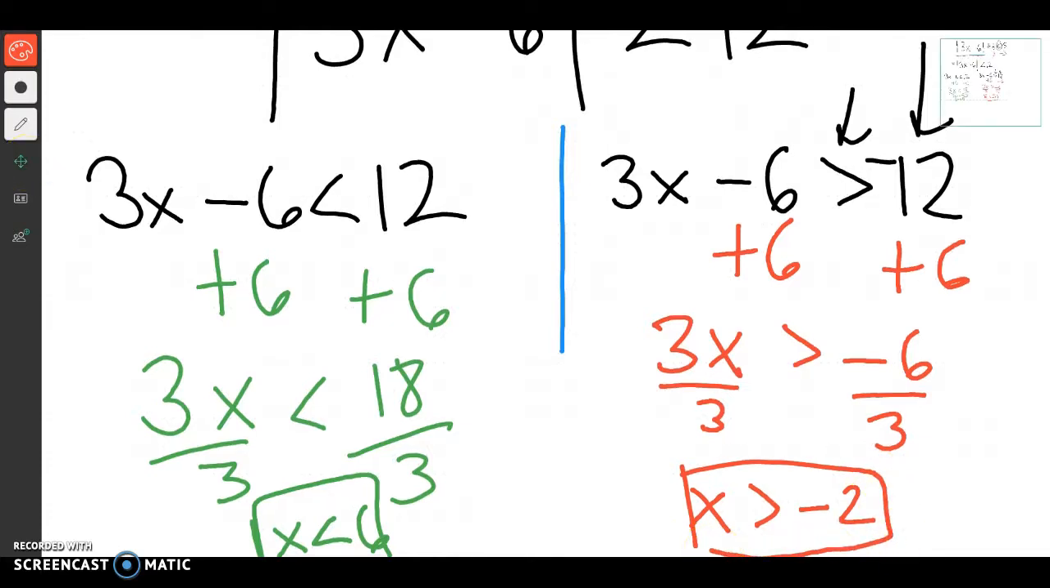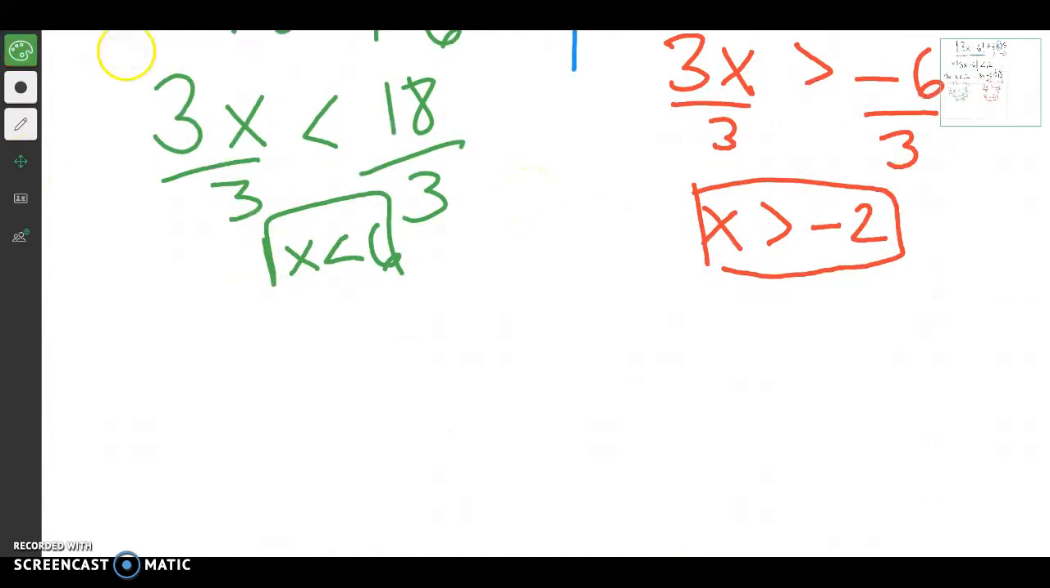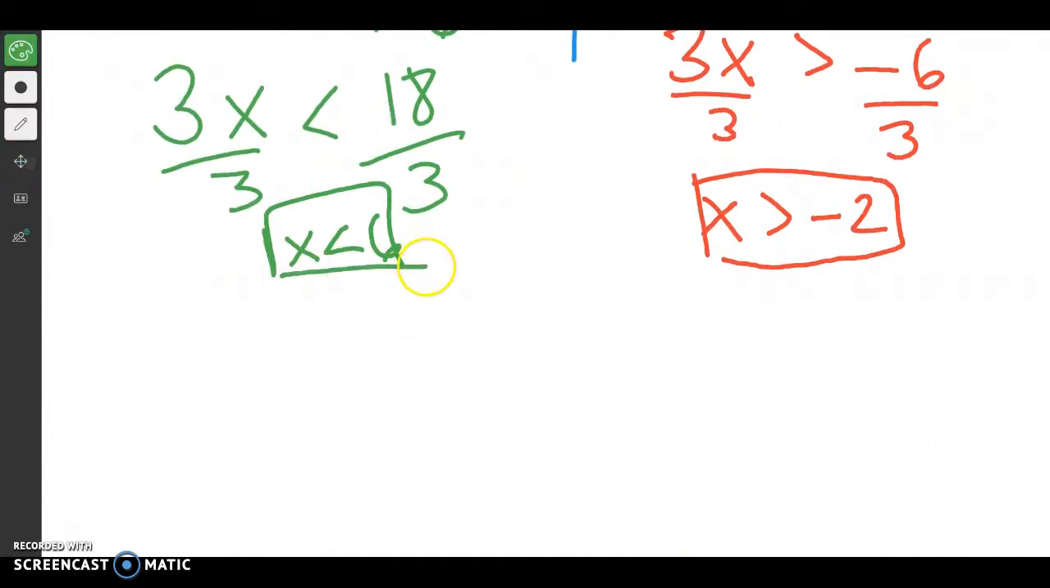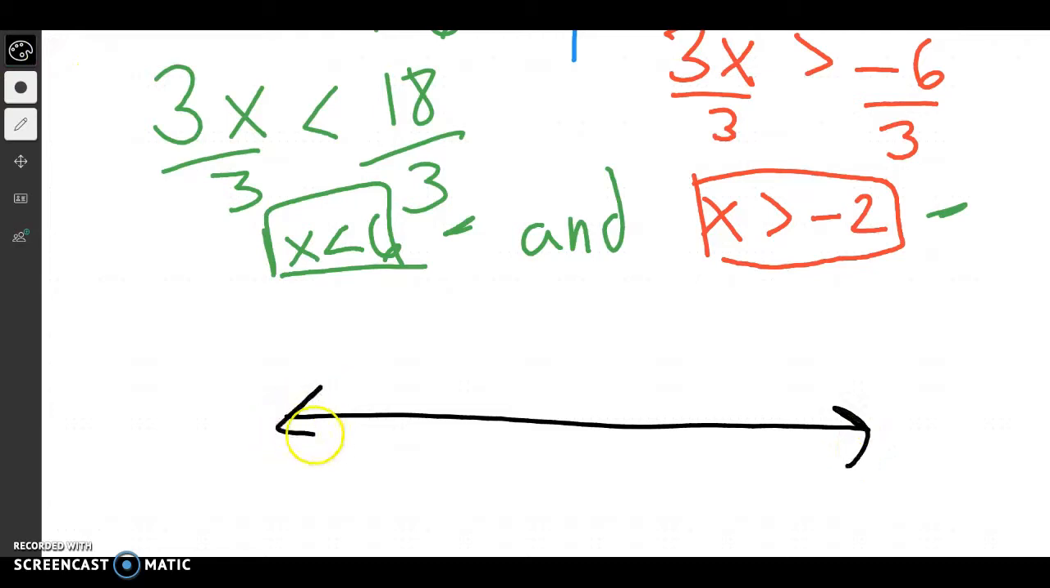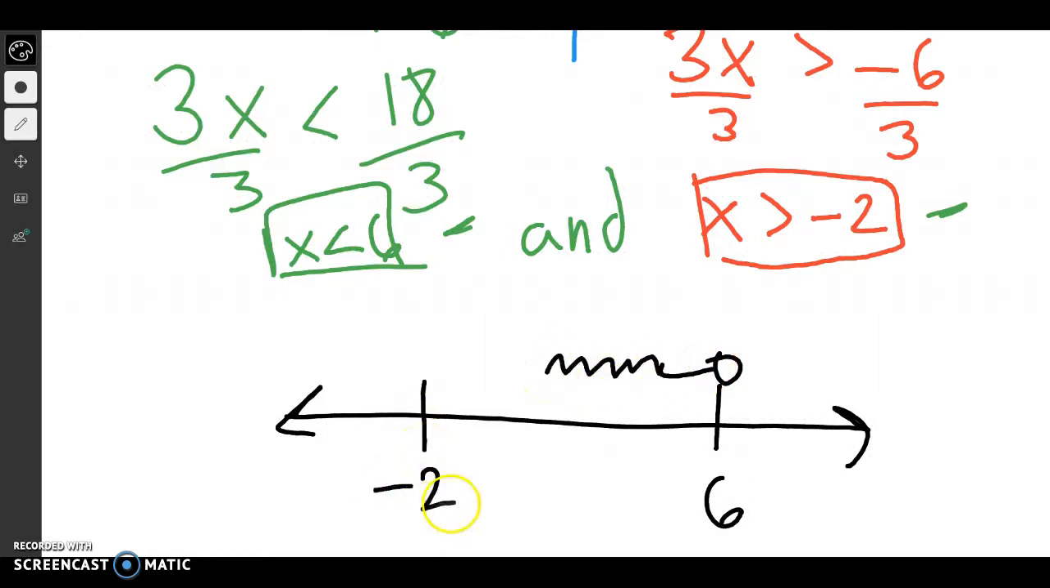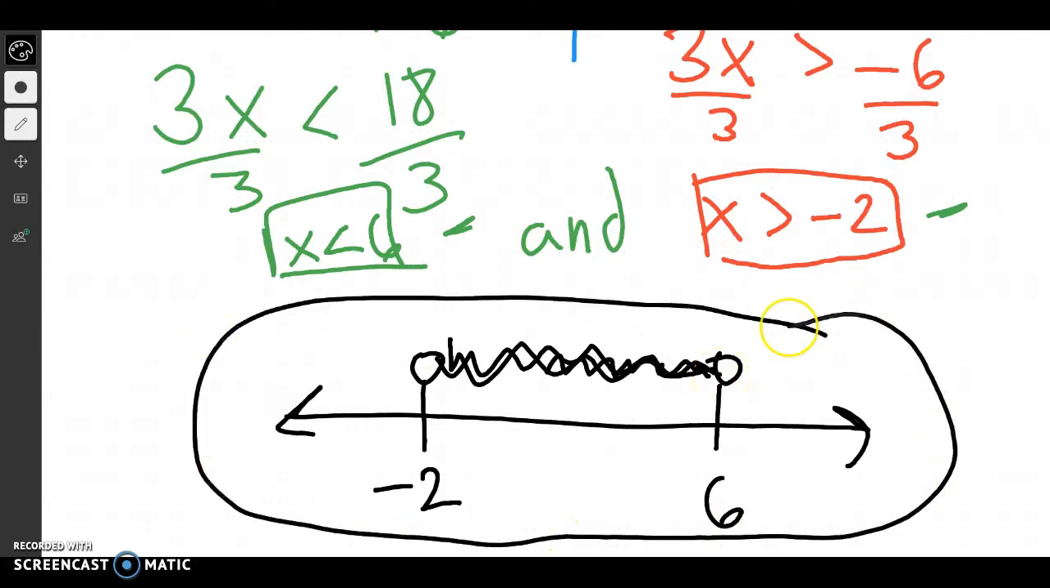If I'm asked to graph these two things, this is an AND statement. So both these things would be true. So this side would be true and this side. So it's kind of like this and that. So when I'm graphing this on a number line, I want to pick all the x values that are less than 6, so it's going this way. And then I want to pick all the x values that are bigger than negative 2, so it's going this way. So these are all the values that I would pick for this inequality.